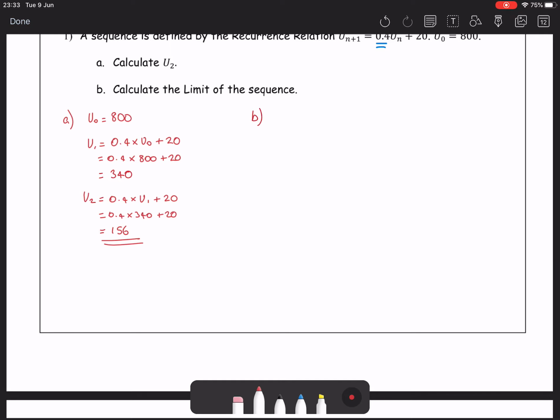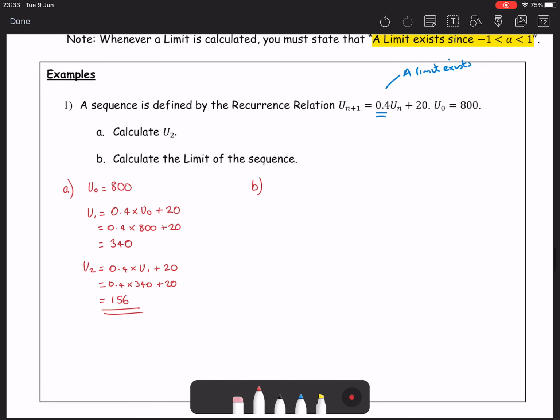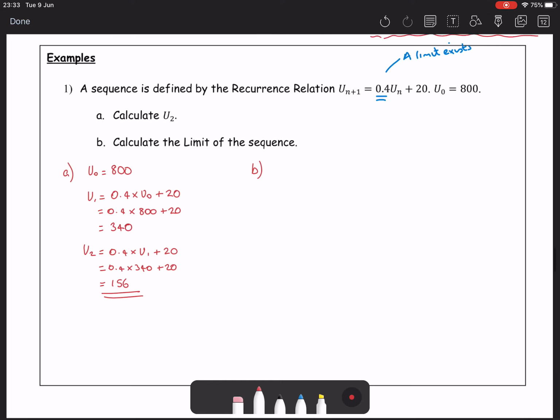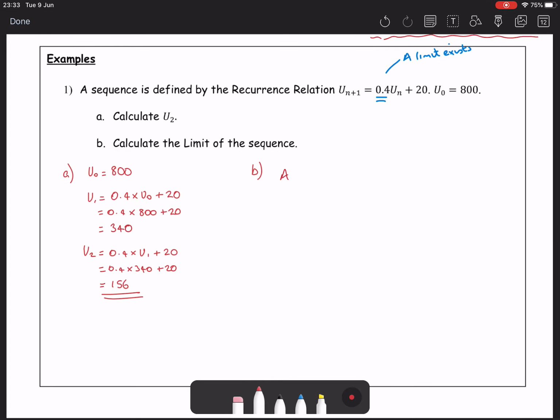And in B, calculate the limit of the sequence. As we said, we spotted that the A value is 0.4 at the beginning, so we know our limit exists. We need to go to our highlighted bit and make that statement before we use our formula. A limit exists as our A value is 0.4, and negative 1 is less than 0.4, which is less than 1.